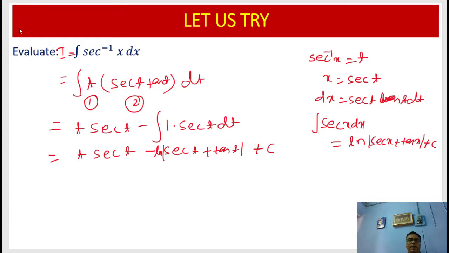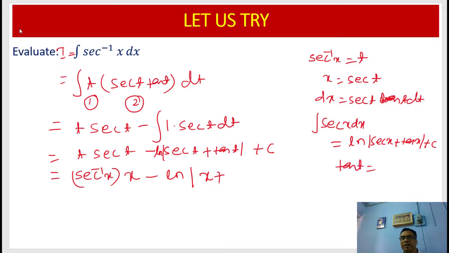Now I will have to change this to x. So instead of t, I write sec inverse x. Instead of sec t, I write x. For sec t in the log, I write x. For tan t, what is tan t? It is under root sec square t minus 1. So it is under root x square minus 1, plus c. Work is over. Understood? Let us go ahead.